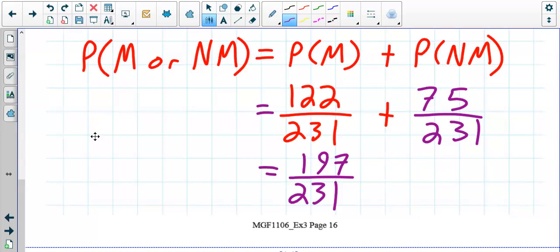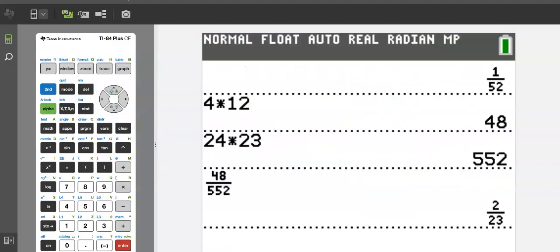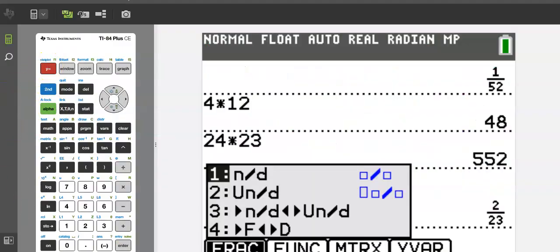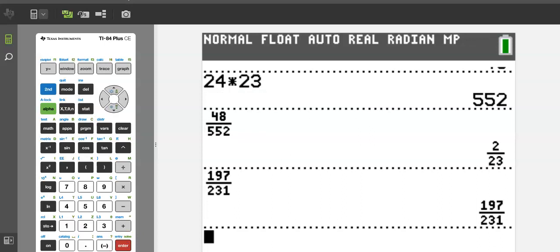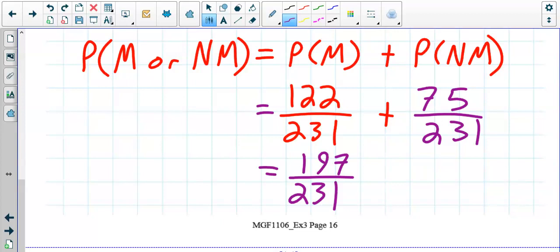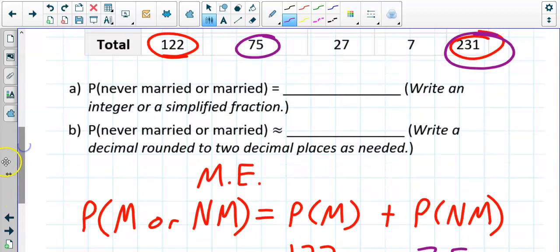Okay, so just go to your calculator, reduce this, and make sure that it looks good as a fraction. So alpha y equals 197 over 231. Enter, and it's good the way it is. No reducing on that one. So 197 over 231. So there's the simplified fraction.